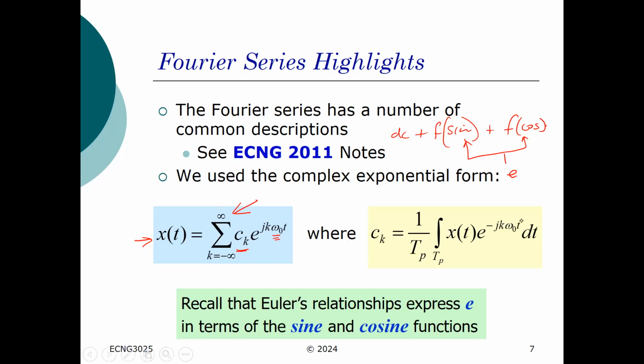Why we use this in our work is that this equation looks very similar to the Laplace transform type of equation. In the Laplace transform, the limits of integration are different, but here it's e to the minus j k omega naught t. Remember, the Laplace transform is e to the minus st. So it will jog your memory anyway.